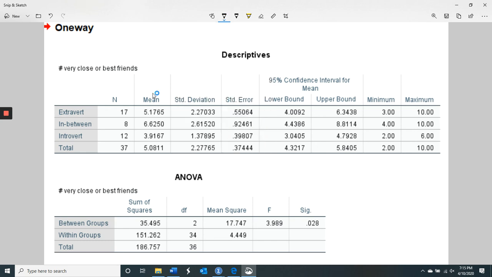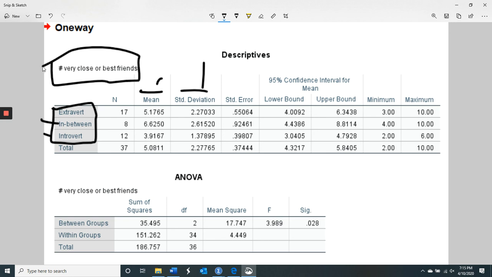Same thing, we have the descriptives, we have the mean, we have the standard deviation. In this case, we have the label of the group. So we have people who are really extroverted, people who are really introverted, and people who are in the middle. And then we have their mean and standard deviation on what? Well, on the dependent variable of how many very close or best friends they have.